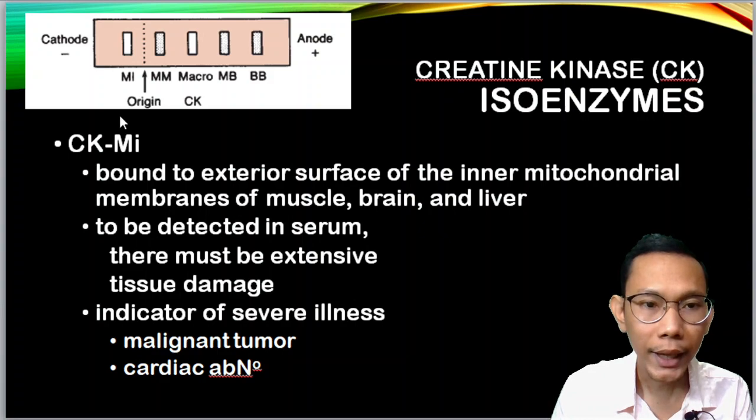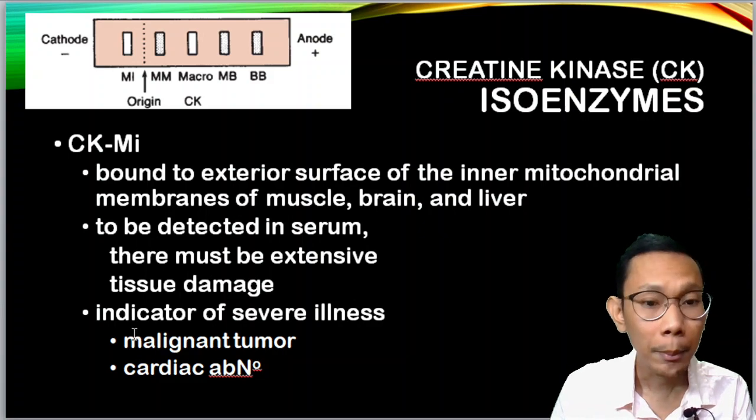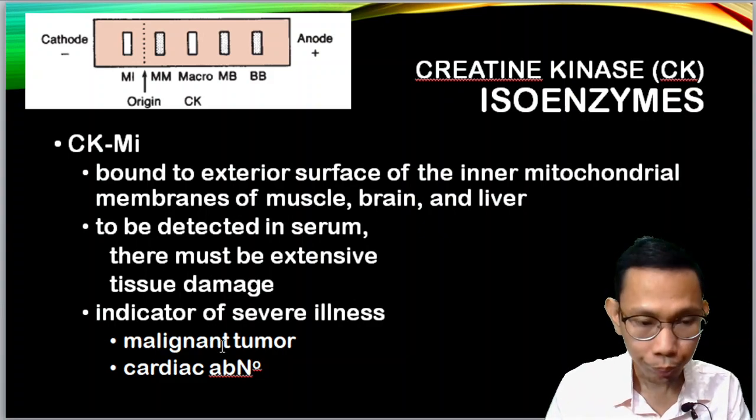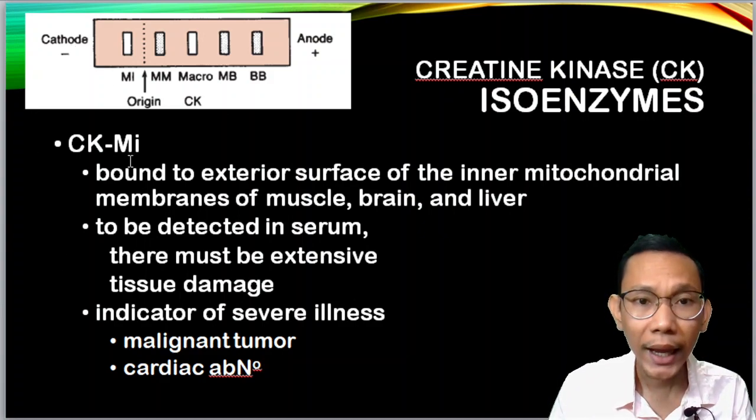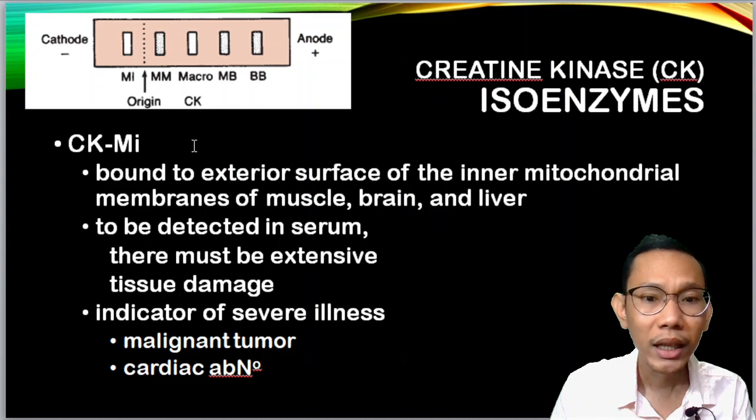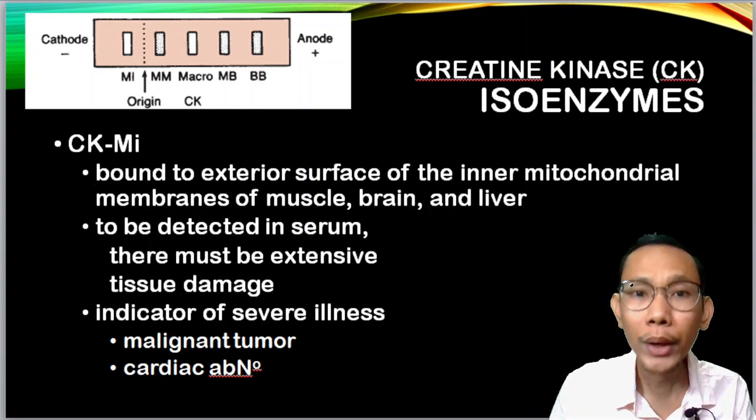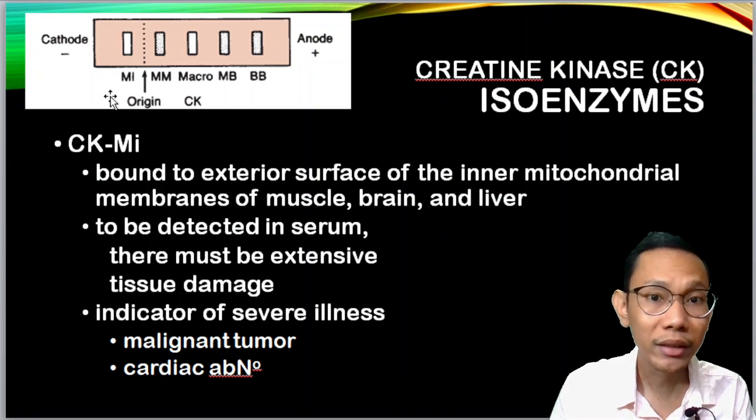How about your CKMi? Among the 5 isoenzymes, it is the slowest, or nearer to the cathode. Your CKMi is bound to the exterior surface of the inner mitochondrial membranes of the muscle, brain, and liver. To be detected in serum, there must be extensive tissue damage. It is an indicator of severe illness such as malignant tumor, cardiac abnormalities. So your CKMi cannot identify a specific condition. However, when you are able to detect CKMi, that would mean that the condition is already severe. We cannot specify what type of condition, but it will always mean that it is already severe.